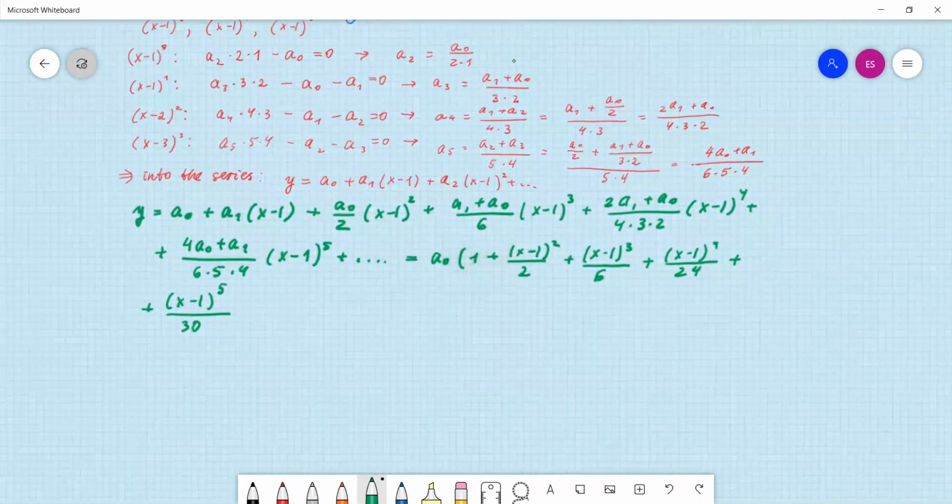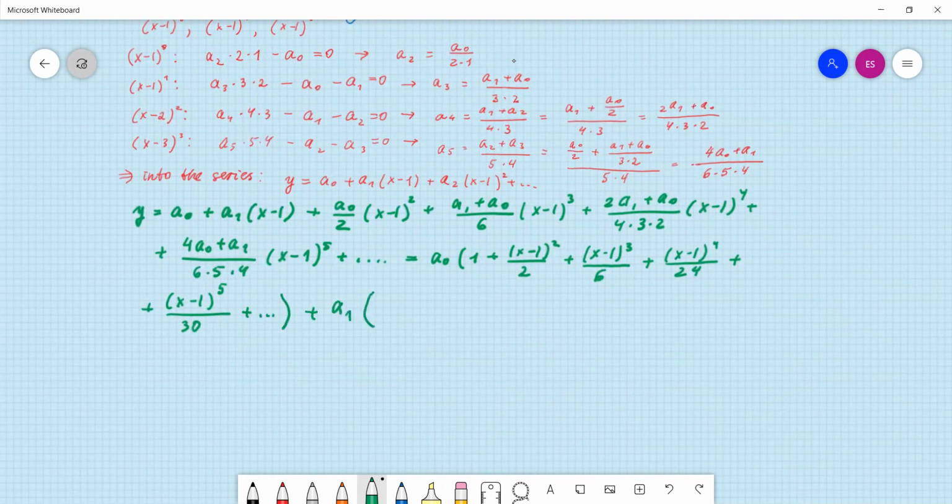Okay, I'm going to put lots of dots because there are other terms, of course, but we don't see them. And now start combining terms with a1. So we have x minus 1 to the first power. I can write down 1, but it's not necessary, right? Next one is coming from cube, right? That's going to be x minus 1 cube over 6. Again, not triangle, over 6.